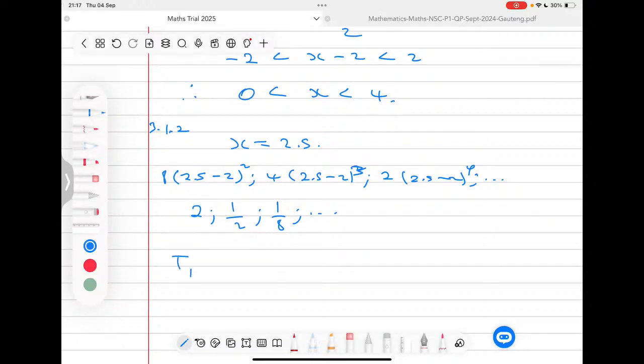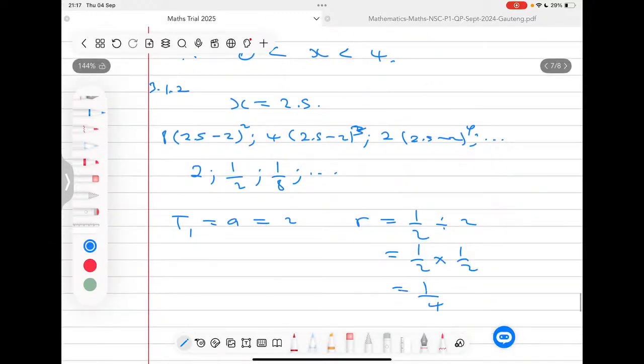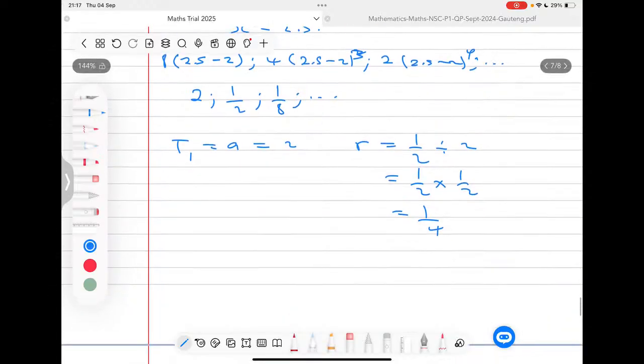Now, the first term here, we're saying it's a and it's a 2. And our common ratio would be what? 1 over 2 divided by a 2, because it will be the second term divided by the first term, right? And this should give me, if you do this fraction, you can say 2 times 1 over 2. This is 1 over 4. You can use your calculator.